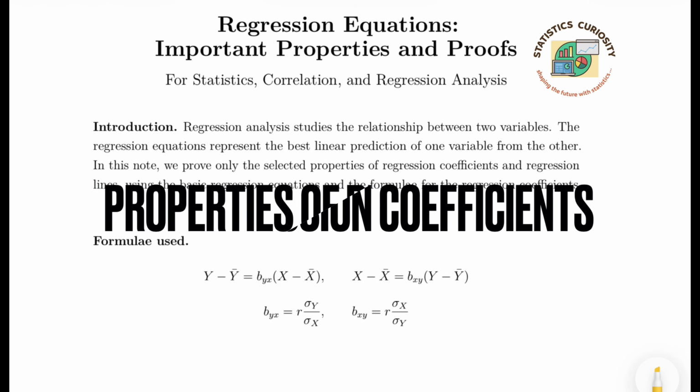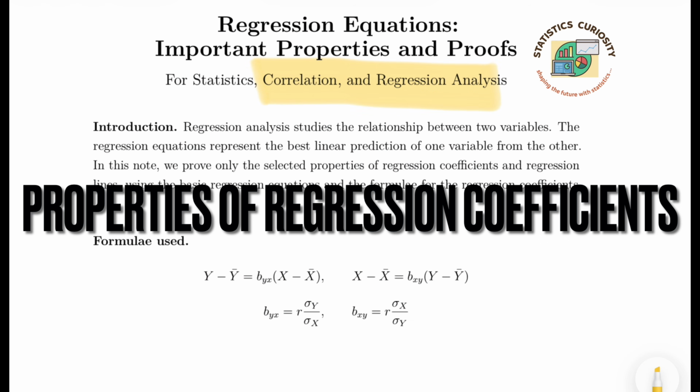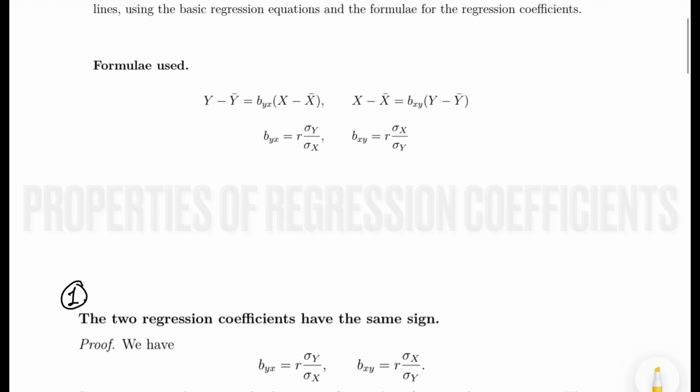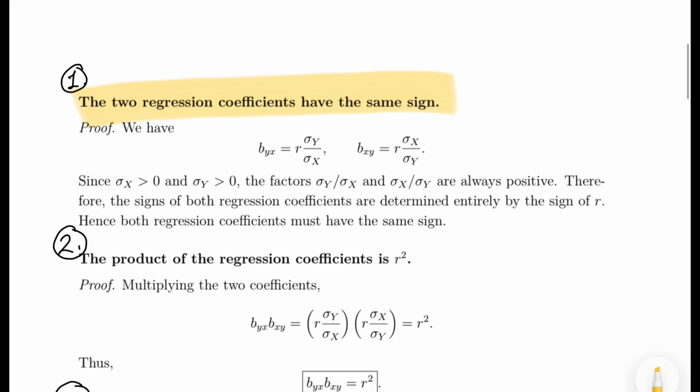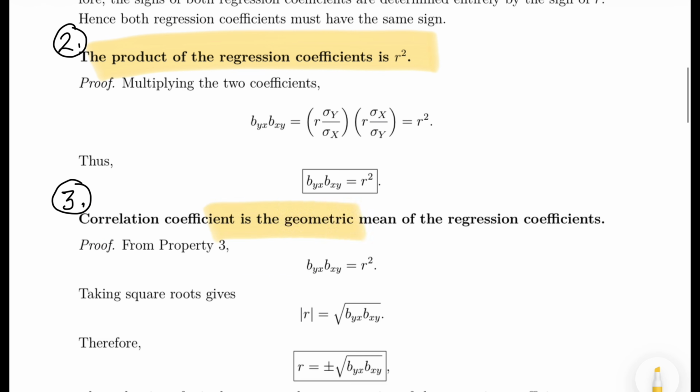In statistics, during the study of correlation and regression analysis, everybody must have encountered regression coefficients. And there are certain properties of regression coefficients. For instance, the two regression coefficients always have the same sign. The product of regression coefficients is always equal to the square of the correlation coefficient. The geometric mean of regression coefficients is equal to the correlation coefficient.